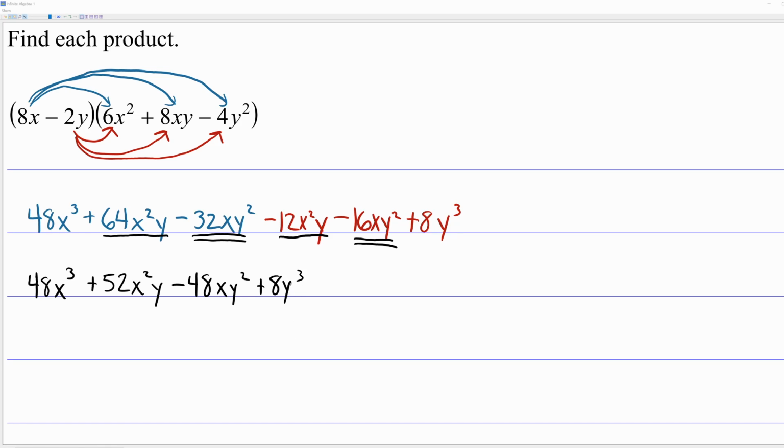So that's how you multiply polynomials. Distribute everything on the left to everything on the right. However many arrows you have, you're going to have that many terms at your first step. Then you combine like terms. Remember, the variable part has to be exactly the same, and when you combine like terms, that variable part does not change. Notice x squared y is still x squared y. And that's all you need to know about how to multiply polynomials. Hope that helped.